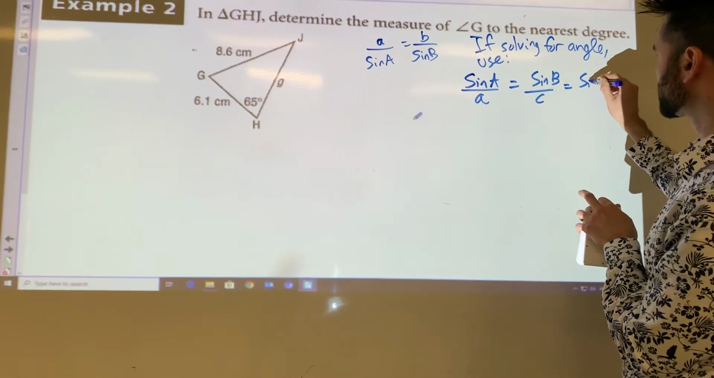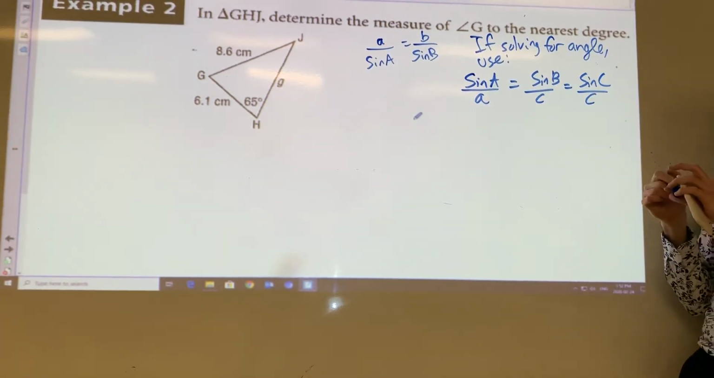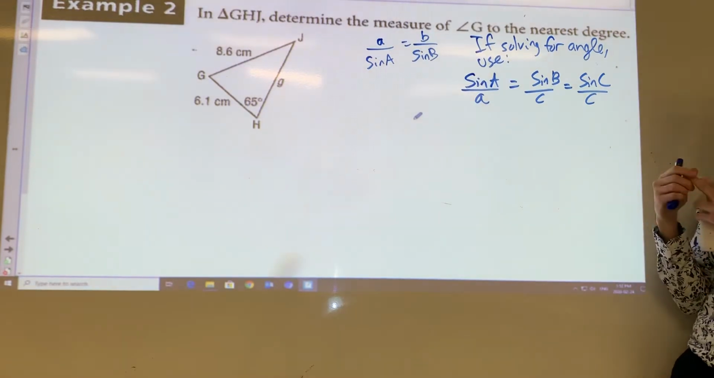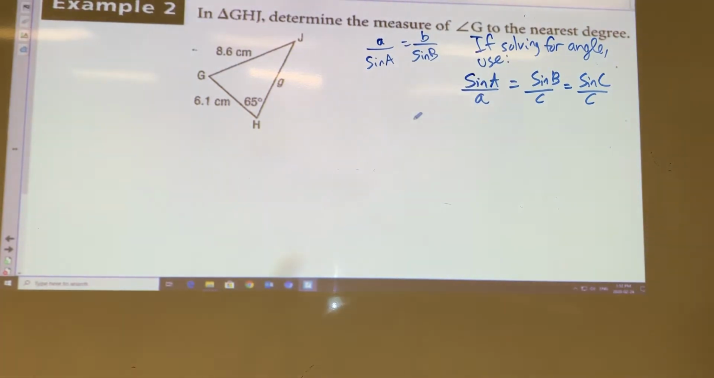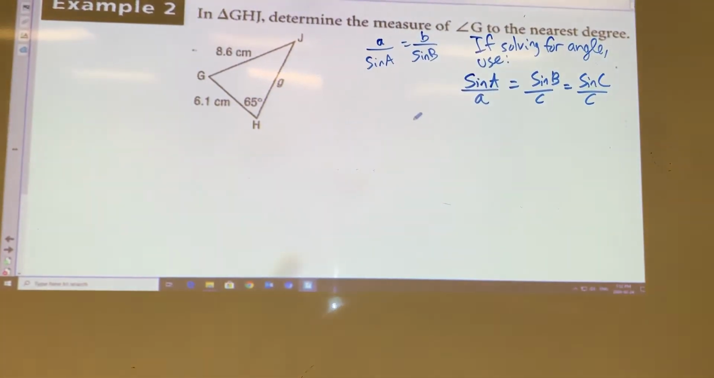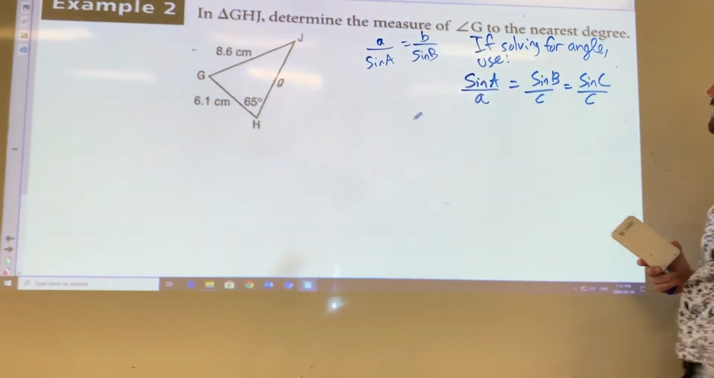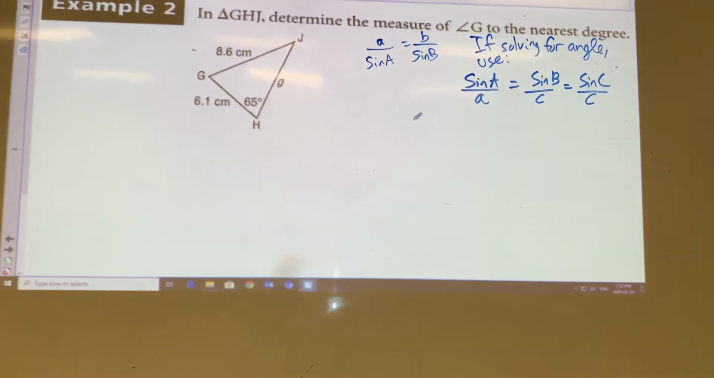And just for good measure, I'll throw in the sine C over C. So if the thing you're looking for is in the numerator, it gets a step out of the solving process. There'll be one less step for later. If the thing you're looking for is down here, then you got to start cross-multiplying and it gets a little bit trickier. Right? But this would be the same. We did the same thing on both sides, so that's fine because it's an equation.